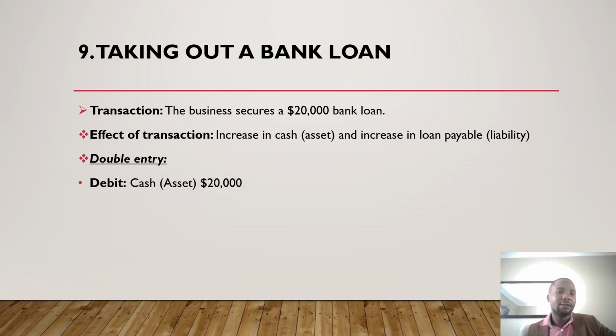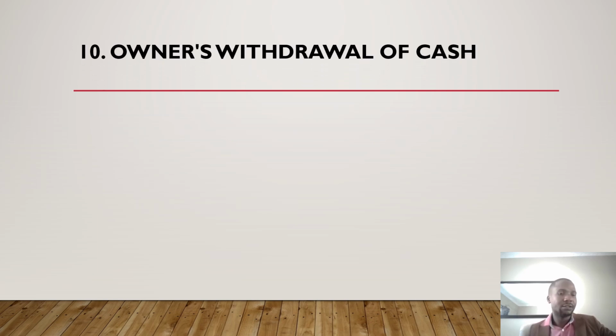So a debit goes to the cash account, which is an asset, since there will be an increase, and a corresponding credit goes to the loans payable account, a liability account. We are simply following the rules of double entry.